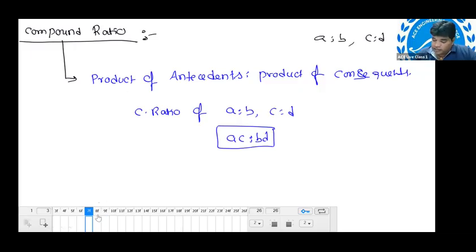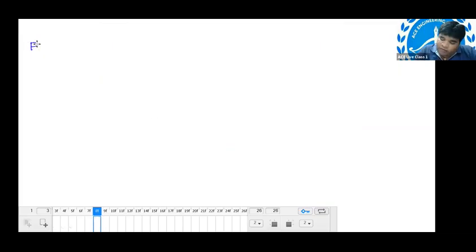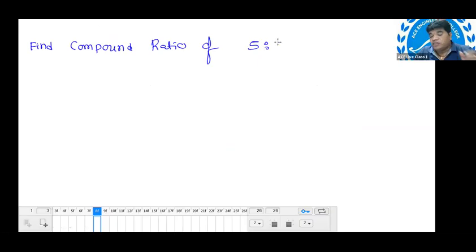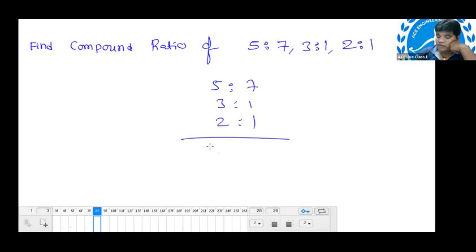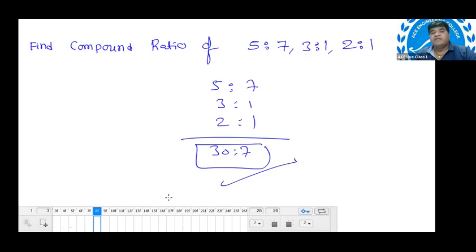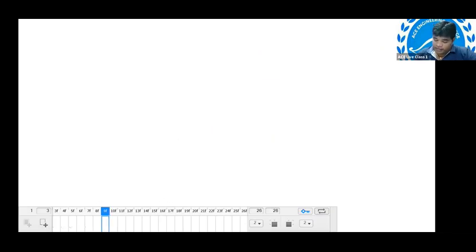Okay, next. Find the compound ratio of 5:7, 3:1, 2:1. Then the answer is 30:7, the compound ratio. It is the product of the left side numbers and the product of the right side numbers. Okay, friends. Next.